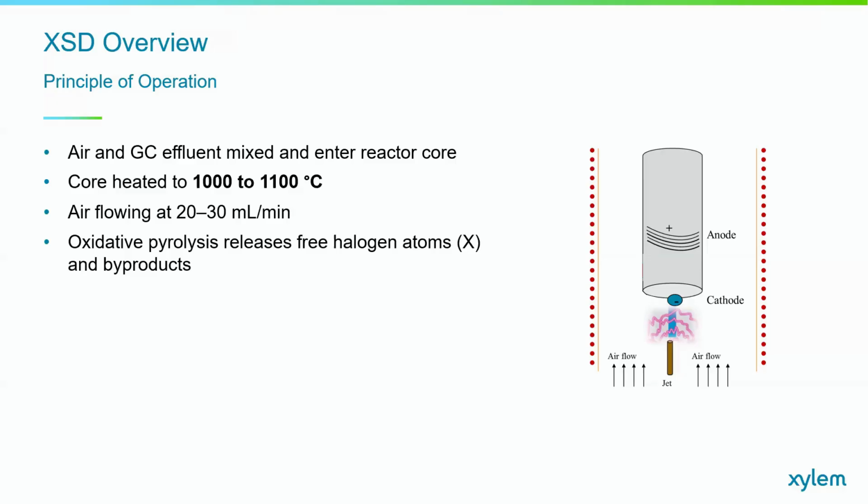Now, the GC effluent contains our target compounds. So those analytes undergo oxidative pyrolysis. It's so hot and there's so much oxygen that the stream is actually almost reaching a plasma-like consistency, and it's converting halogenated compounds into free halogen atoms. So you have a heated reactor core, you're mixing in air and GC effluent, you're basically pyrolyzing the release of free halogen atoms and other byproducts.